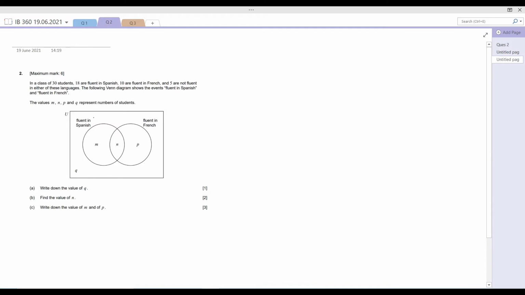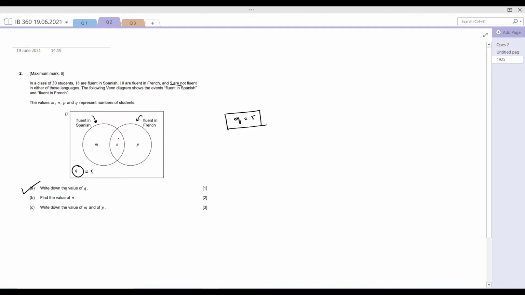So fluent in Spanish is this particular circle, and fluent in French is this particular circle, and n is the number of students who know Spanish as well as French, and Q in the Venn diagram is the number of students who don't know French or Spanish. So 5 are not fluent in either of these languages. So obviously we can say Q is 5. So the first question is done.